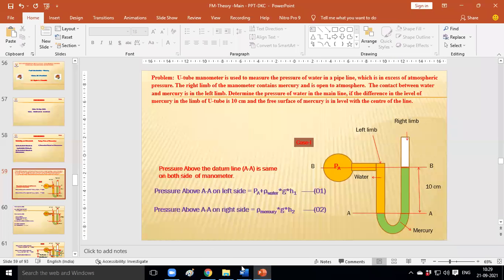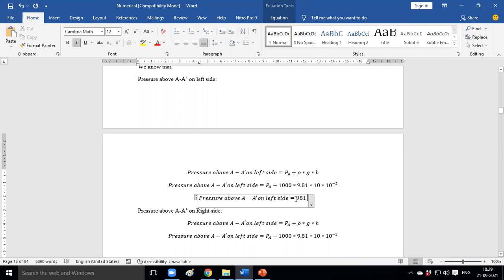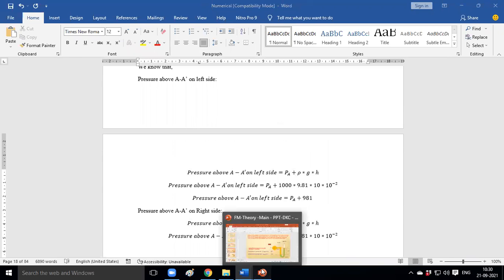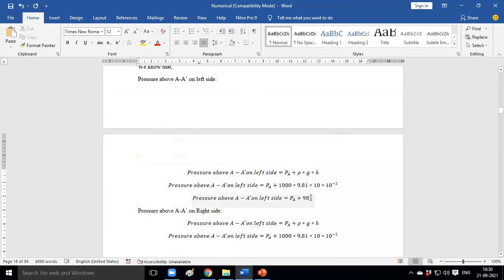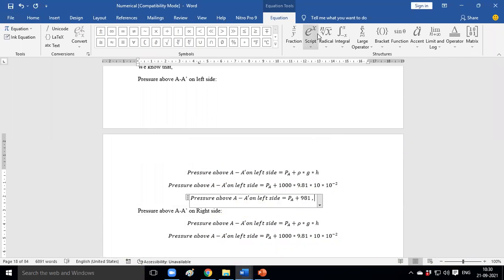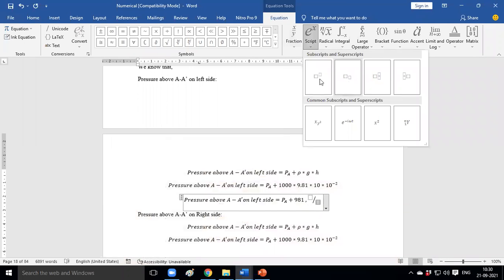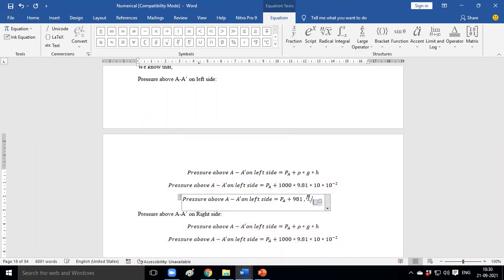Okay, sir, without putting the pH value. Okay, we need to put PA as it is, correct? PA plus 981, is it? Yes, sir, PA plus 981. We need to put the unit also at the same time. What will be the unit here? PA plus 981, we need to insert the unit. What will be the unit of pressure? Newton per meter square. Yes, Newton per meter square.